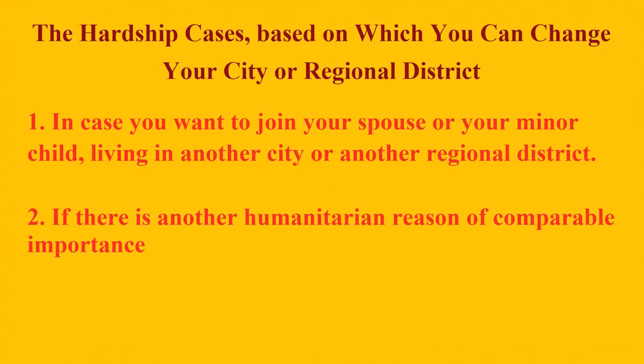The hardship cases based on which you can change your city or regional district in Germany are as below. First, in case you want to join your spouse or your minor child living in another city or another regional district. And second, if there is another humanitarian reason of comparable importance. For example, a special care situation, a special vulnerability, or, for example, due to sexual orientation or domestic violence. If you apply for a change of your city or for a cancellation of the restriction on your city or regional district of residence based on family reasons, as I mentioned before, you will usually be allowed to join your family. For other humanitarian reasons, the chances of success are unfortunately not quite good.